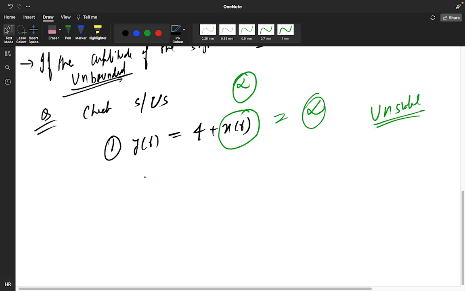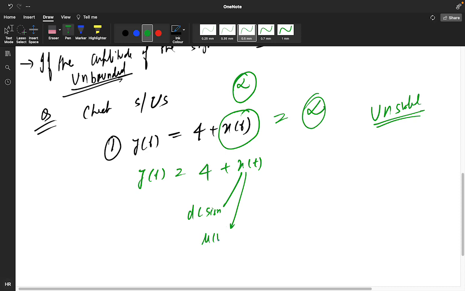Now, if the question was something like 4x of t, and this x of t was given as a DC signal, or x of t is given as u of t, then whatever value you put, you will get a finite value. So the system will be stable in that case, if x of t is defined.